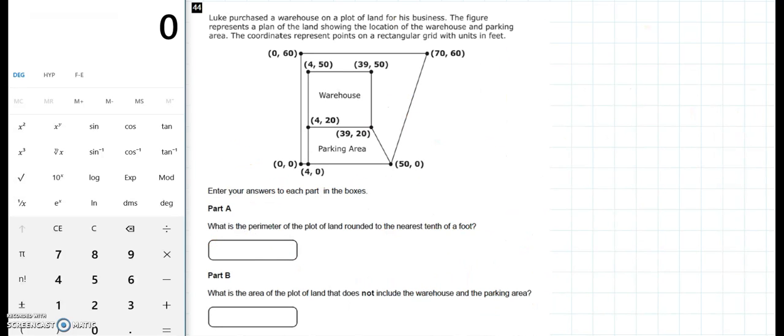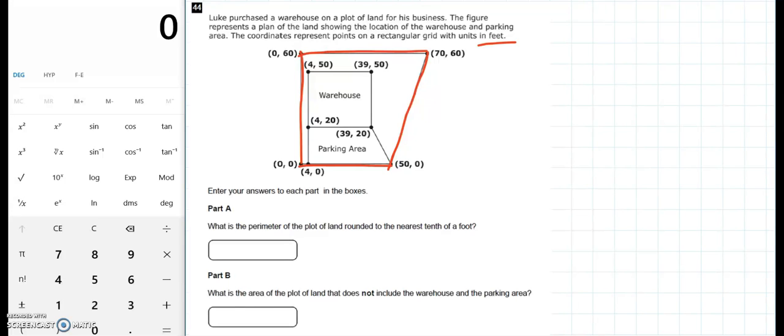All right, our last problem here is number 44. Take a read through and come back. Okay, so Luke has this plot of land. Now, the plot of land is represented by the big trapezoid here that I'm highlighting in red. That is the plot of land, and on his land he's going to build a warehouse and the parking area. All of these coordinates are supposed to represent feet.